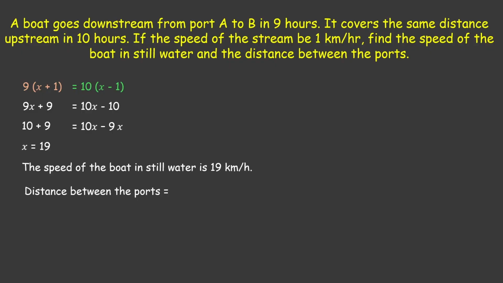Now the distance between the ports is given by either this equation, 9 into x plus 1, or 10 into x minus 1. Let's consider 9 into x plus 1. So this will be 9 into 19 plus 1. 19 plus 1 is 20. 20 into 9 is 180 kilometers. The distance between the ports is 180 kilometers.